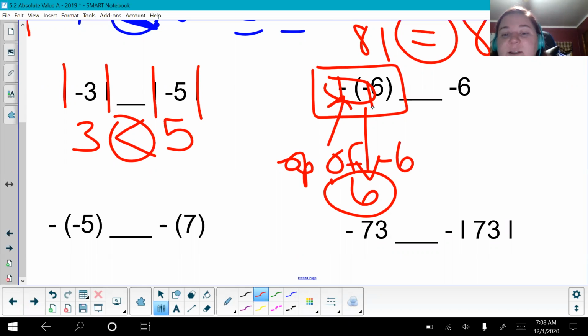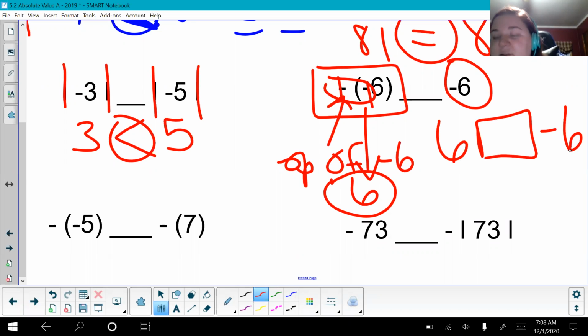Okay. This is 6, but this has nothing around it, right? So we don't do anything with it. We just bring it down. So we're comparing 6 versus -6. Well, -6 is smaller than 6. Positives are bigger than negatives. So there you go. The answer is done.